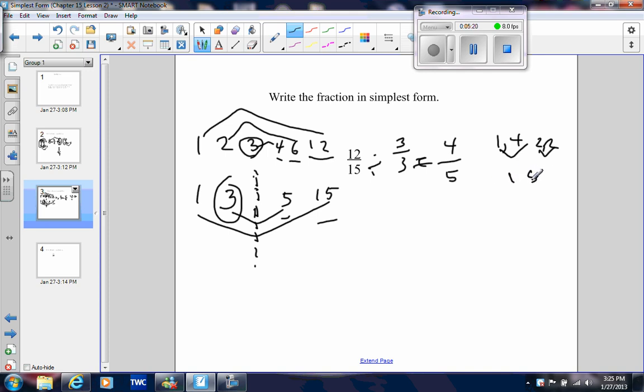1 and 5 are the only factors for 5. And you can see 1 and 1, those are common factors, but I'm looking for something else besides 1. There's nothing else here. So 4/5 would be my simplest form for the fraction 12/15.